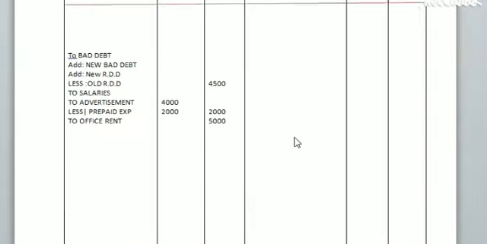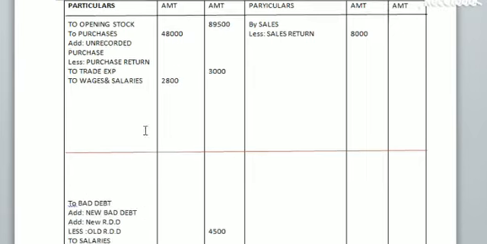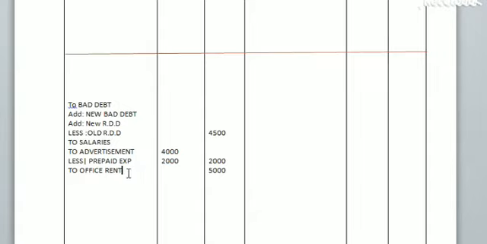Next is opening stock. Already we have written opening stock here. The amount will come in the outer column. So the amount of opening stock is 89,500. Now next is general expenses 2,500, profit and loss account. So to general expenses, the amount will come in the outer column, 2,500.